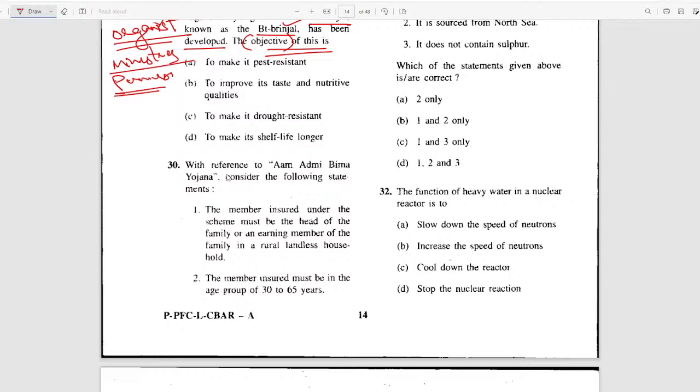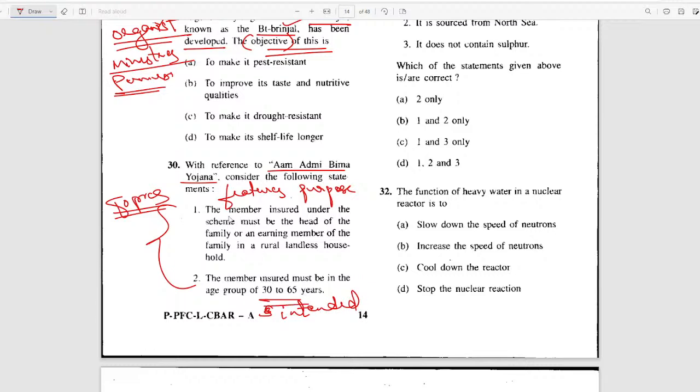Next, the 30th question is Aam Aadmi Bima Yojana. So whenever you come across any schemes, understand the topics, the features of those schemes, the purpose of those schemes, and the audience, the stakeholders or the intended beneficiaries. That is important here. What is that scheme, why has it been brought out, what problem do they want to solve, and what is the targeted audience? That is what they're asking here.